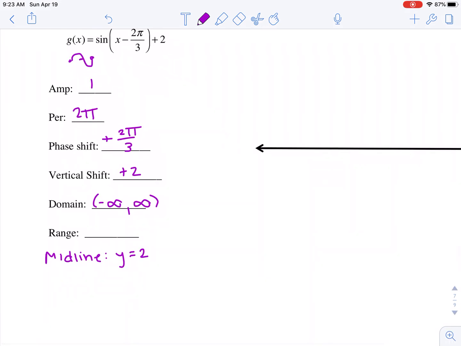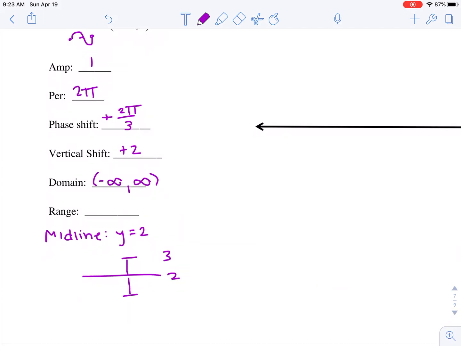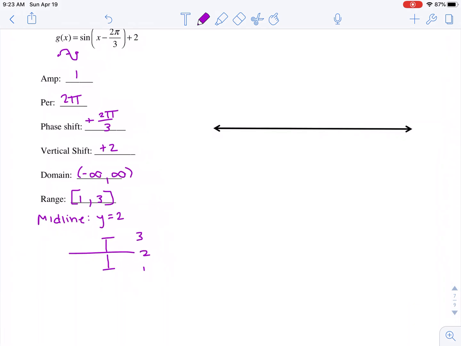And I need to figure out my range, so I'm just going to think about if my midline is at 2 and my amplitude is 1, so I go up 1 from 2, I get 3, and I go down 1 from 2, I get 1. So my range is going to go from 1 to 3.